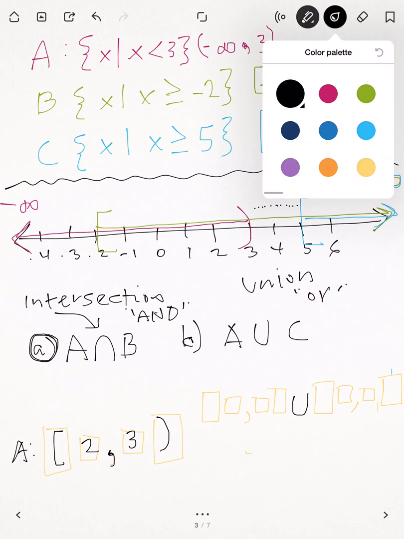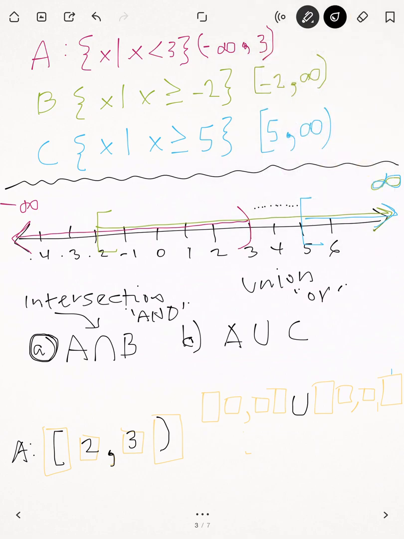To write the answer, we want all of the points that are in either. All of the points that are in A, the pink one, is negative infinity to 3, united with all of the points that are in C, which is 5 through infinity. There's the final answer for B.